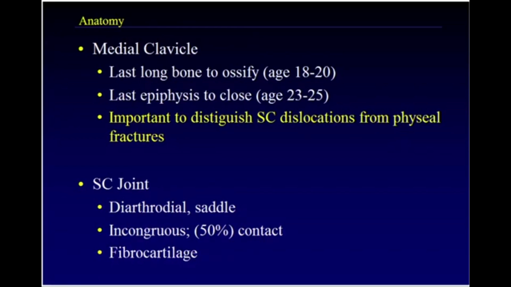And it's very important to distinguish sternoclavicular dislocations from physeal fractures, and we'll talk about that. The sternoclavicular joint is unusual in that it's a diarthrodial saddle joint, and it's incongruous. There's really only 50% contact between the medial end of the clavicle and the sternum, and of course it's a joint composed of fibrocartilage and not synovial cartilage.